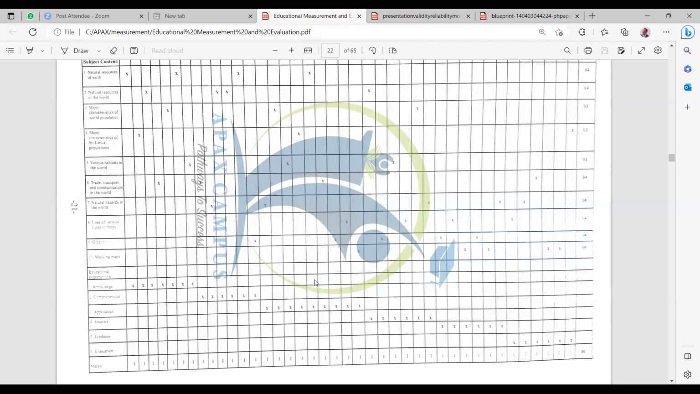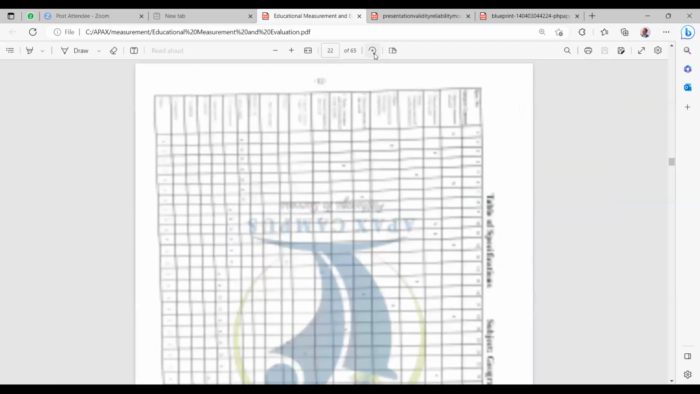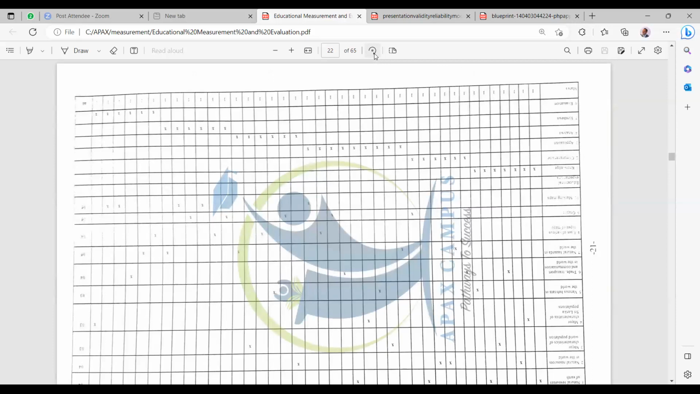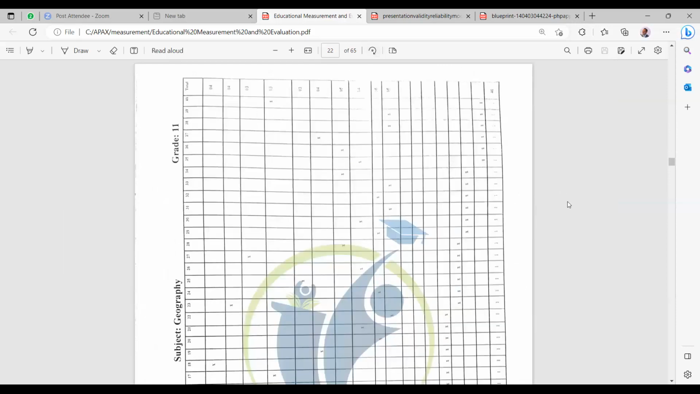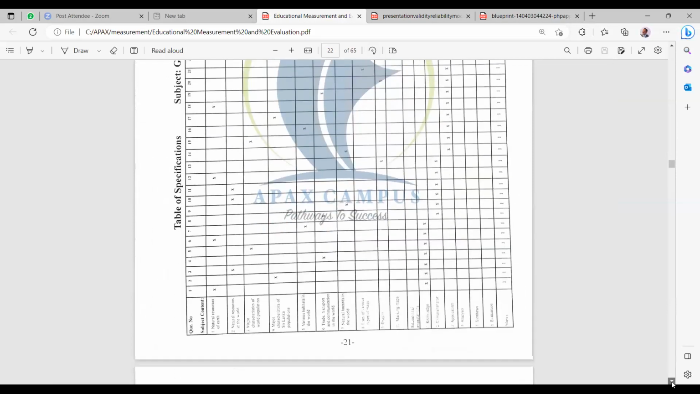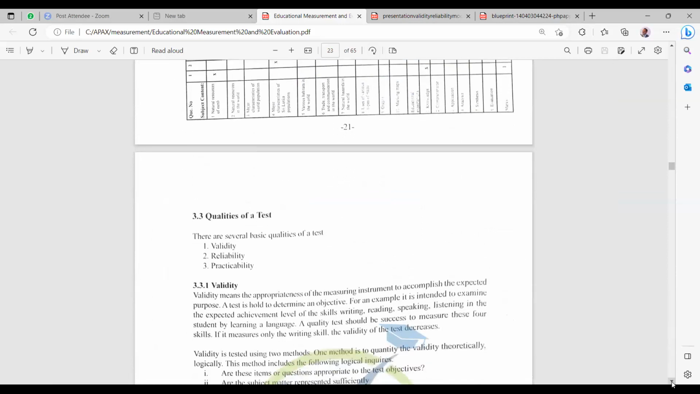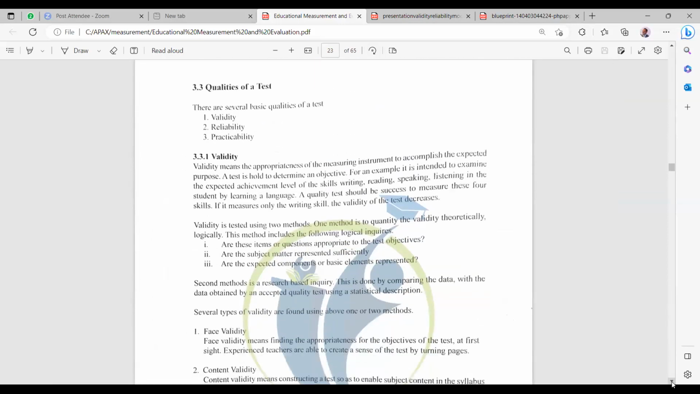We prepare the specification table, or the blueprint, and we prepare the test paper according to that. So let me go back. That's a model of a good specification table. Next we go to the qualities of a test: validity, reliability, and practicability or practicality.